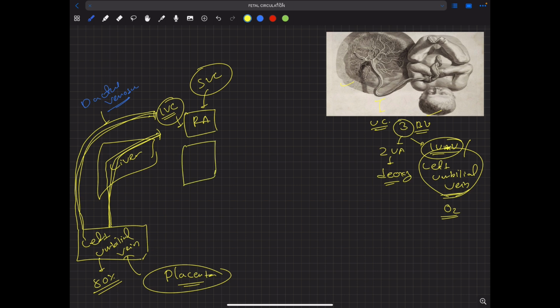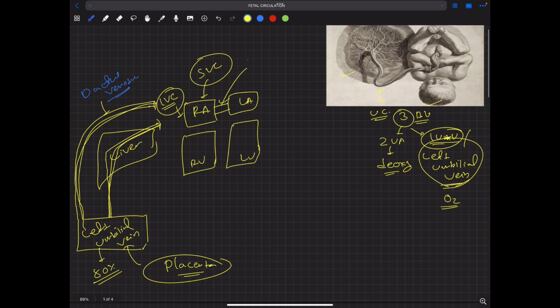Now I'm drawing the right ventricle. This is the left atrium. This is the left ventricle. In the fetus, there is a link between the right atrium and left atrium. This is called the foramen ovale. This is the opening between the left atrium and right atrium. You can say it is a defect of the interatrial septum.